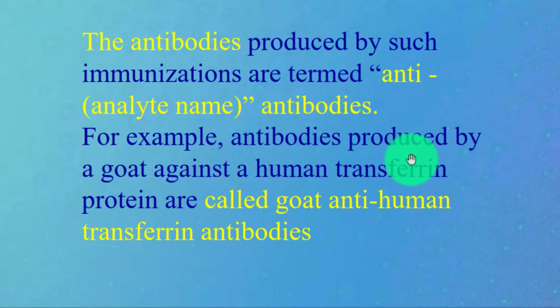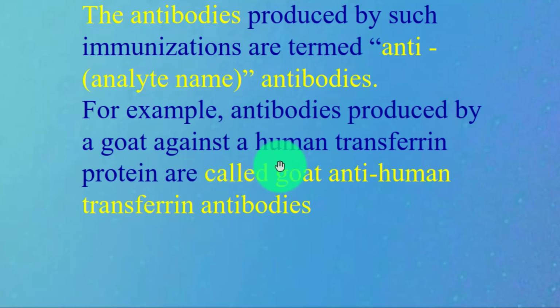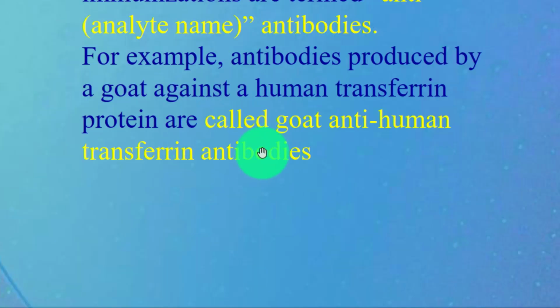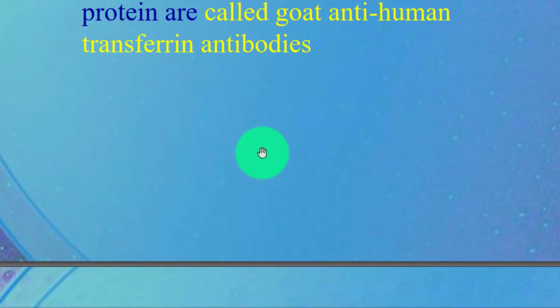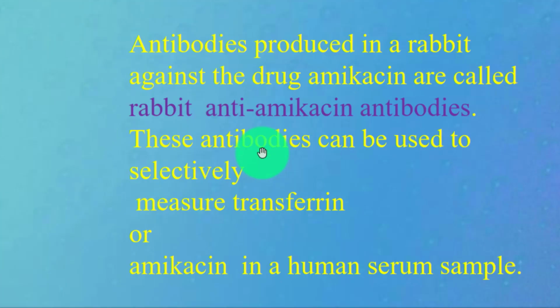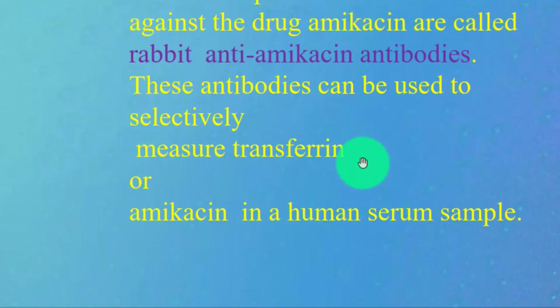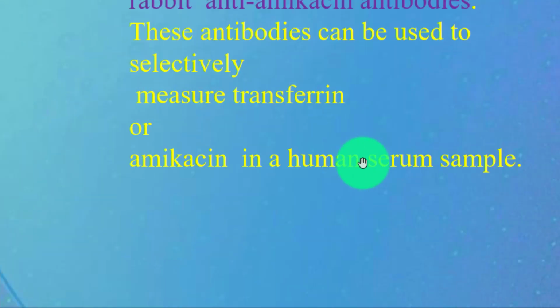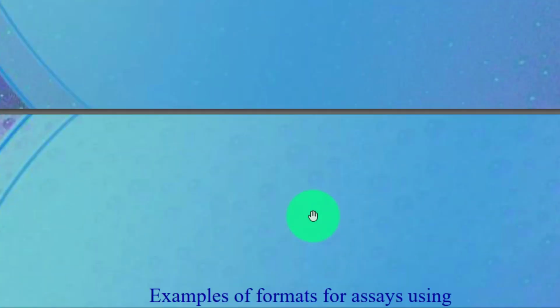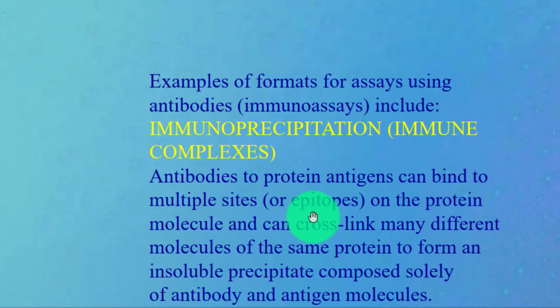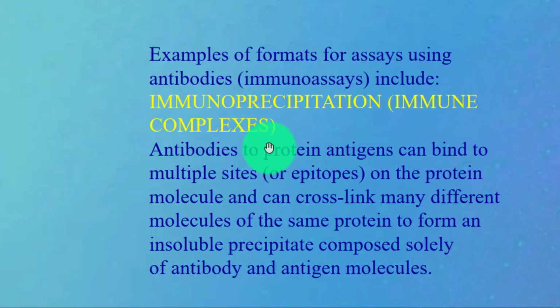For example, antibodies produced by a goat against a human transferrin protein are called goat anti-human transferrin antibodies. Antibodies produced in a rabbit against the drug amikacin are called rabbit anti-amikacin antibodies. These antibodies can be used to selectively measure transferrin or amikacin in a human serum sample. Examples of formats for assays using antibodies, immunoassays, include immunoprecipitation, immunocomplex.